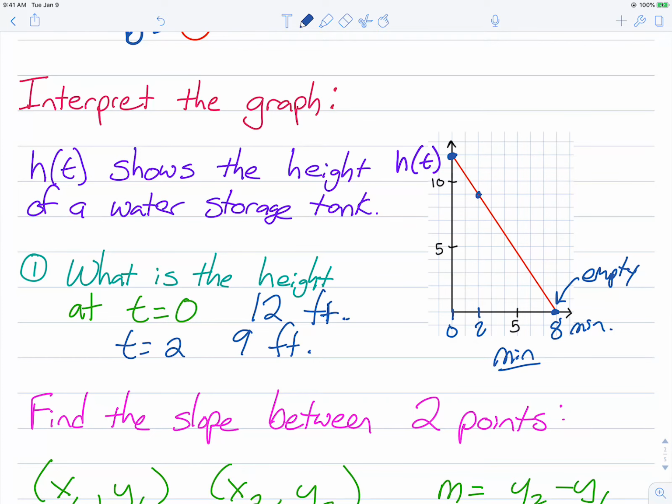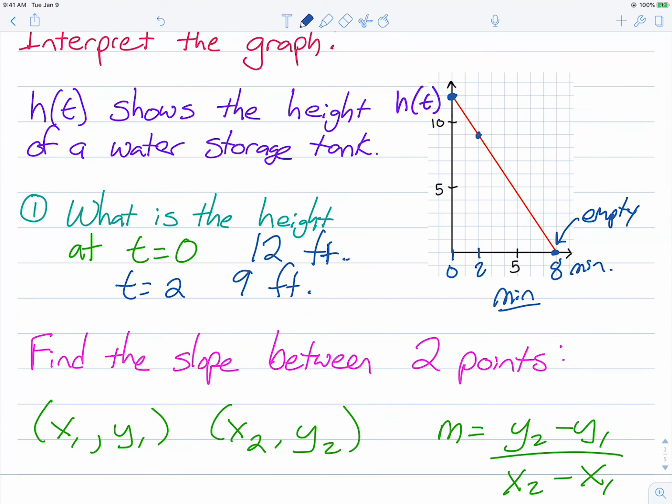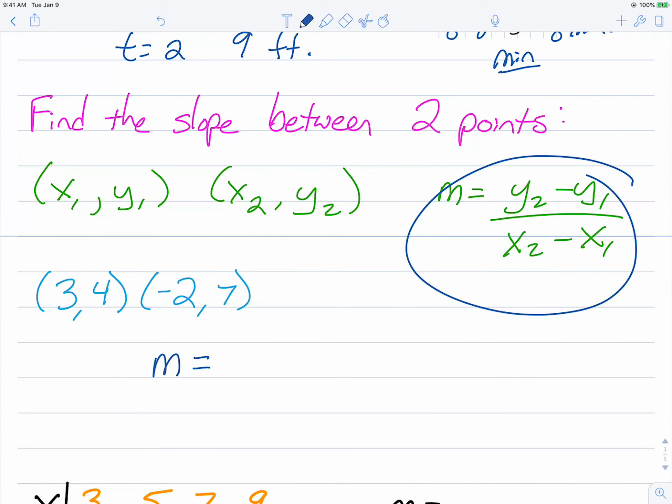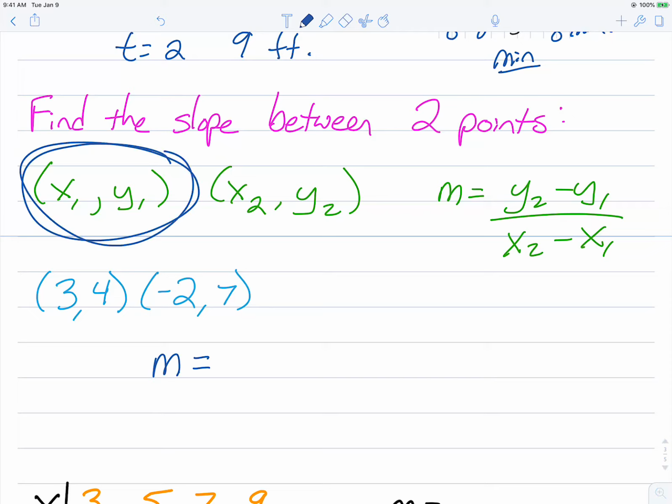Okay? Now, as I said earlier, we're going to talk about finding the slope between 2 points. So we use y sub 2 minus y sub 1 over x sub 2 minus x sub 1. Those subnumbers are just telling you where you get the number. So for instance, this point is x sub 1 comma y sub 1 because it's the x from point 1 and the y from point 1. This is x sub 2 comma y sub 2 because it's x from point 2 and y from point 2.